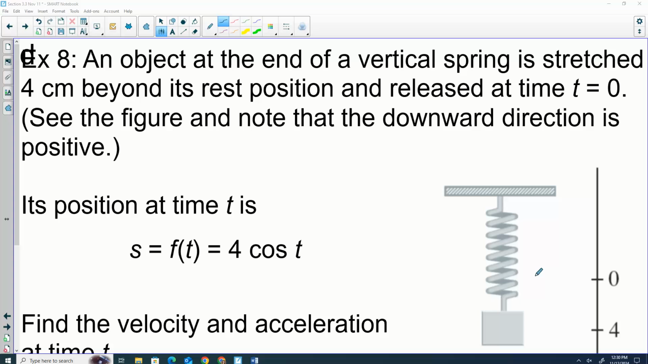The sooner I get through this, the more time you guys have to work on your homework.